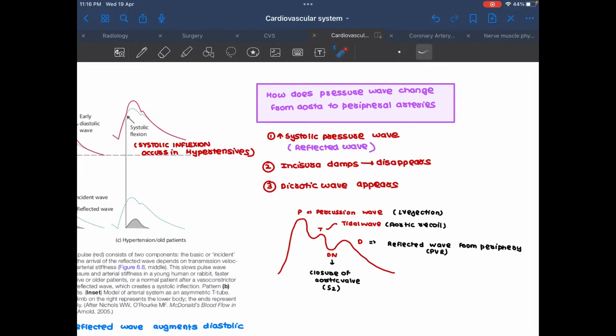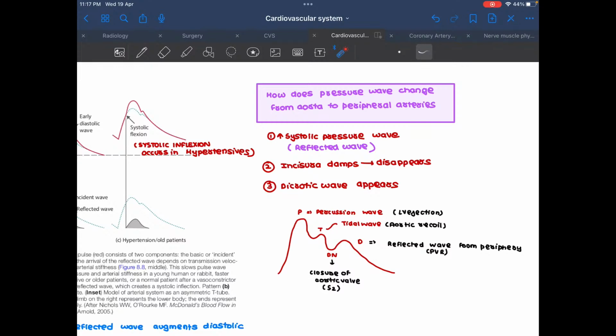And as the peripheral wave travels from the aorta to the peripheral artery, we're going to see some changes. What are these changes? First, the systolic pressure wave will increase. The incisura which we were seeing is going to disappear now. Okay? Because the incisura, your dicrotic notch, was mainly occurring due to the closure of the aortic valve, and we have moved very far away from the aorta. As we go towards the peripheral arteries, the dicrotic notch, the incisura, is going to disappear now.